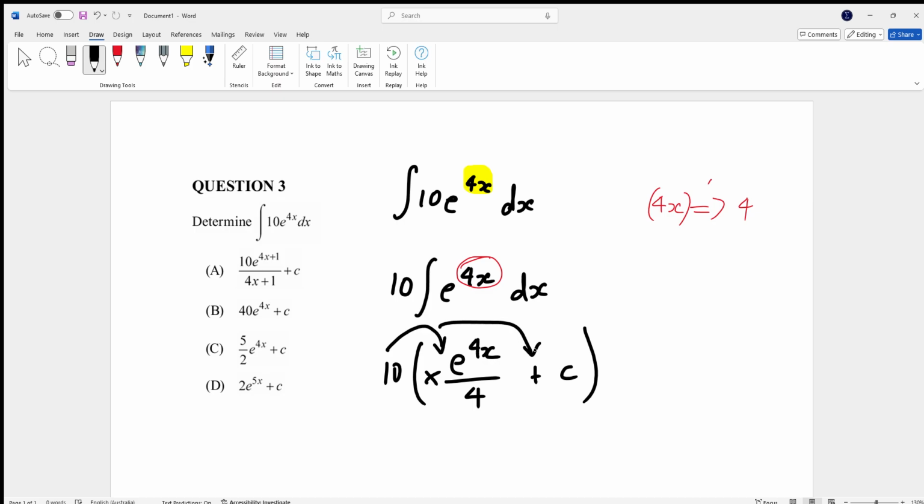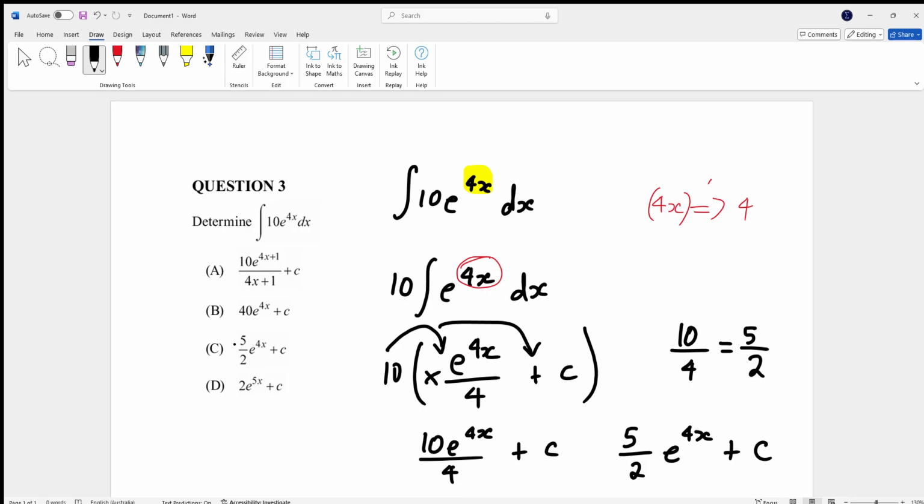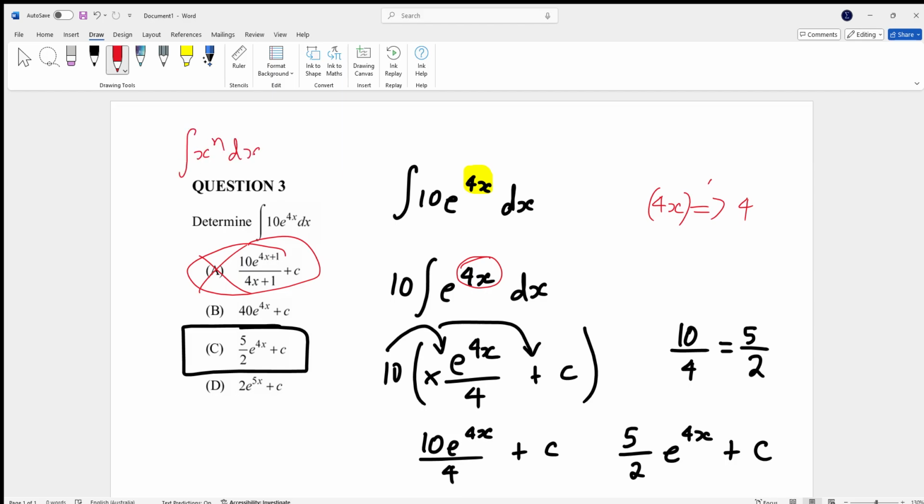Multiply that 10 outwards there. 10 times c is still going to be a constant, so that won't affect it. Then you have 10e^4x over 4 plus c. 10 over 4 has a highest common factor of 2, so that's the same as 5 over 2. So here your final answer would be 5 over 2 e^4x plus c, and then we check which answer is correct here, okay? So C would be the correct answer. Ones that are definitely incorrect. This one should be 100% incorrect, okay? Because they've added 1 to the power and divided by the new power. They've used this rule here in that case there.